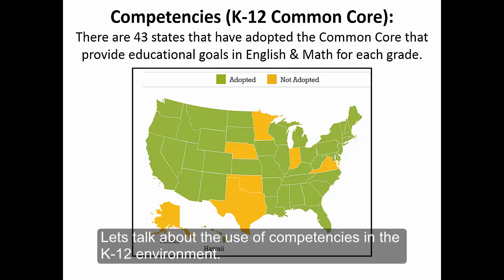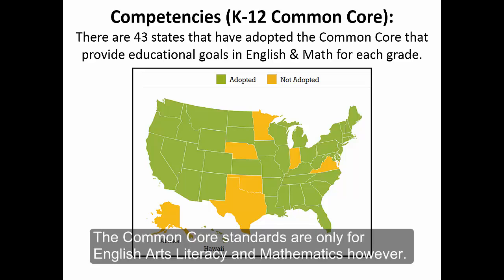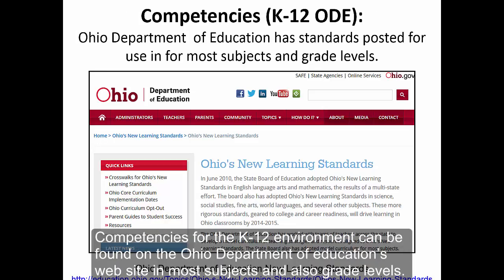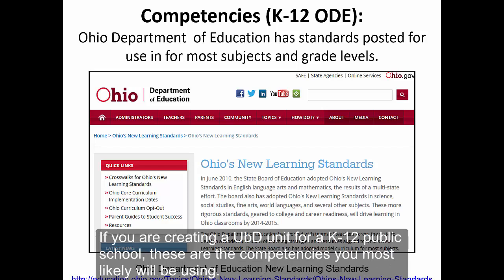Let's talk about the use of competencies in the K through 12 environment. The Common Core standards are only for English language arts literacy and math. There are 43 states that have voluntarily adopted the Common Core standards. So competencies for the K through 12 environment can be found on the Ohio Department of Education's website, and they have most subjects and also most grade levels. So if you are creating a UbD unit for the K through 12 public school environment, these are the competencies that you will most likely be using.